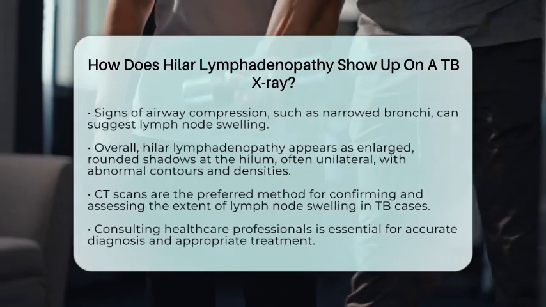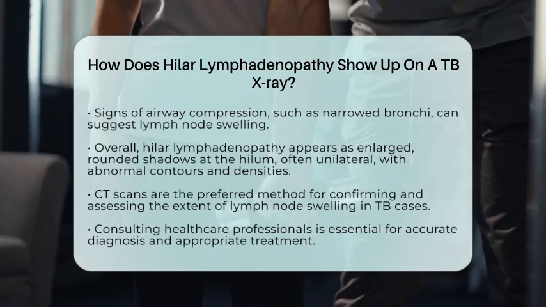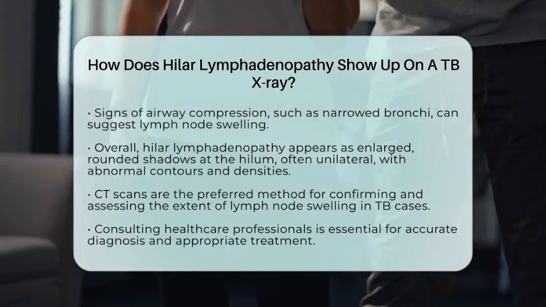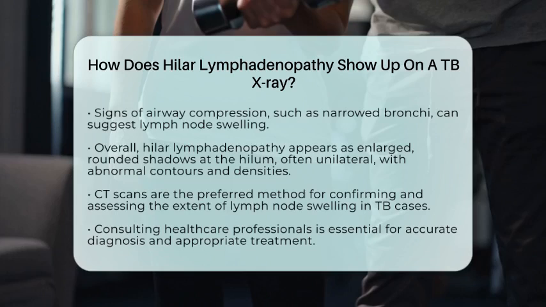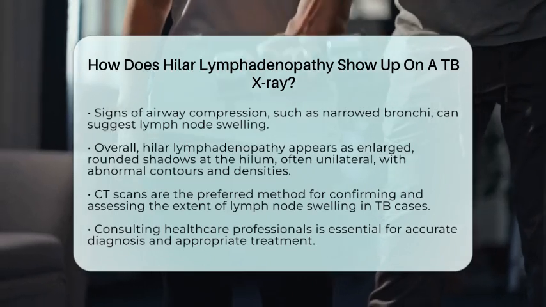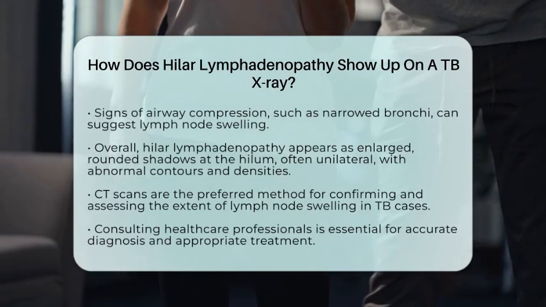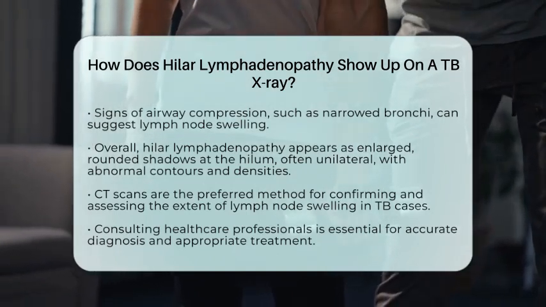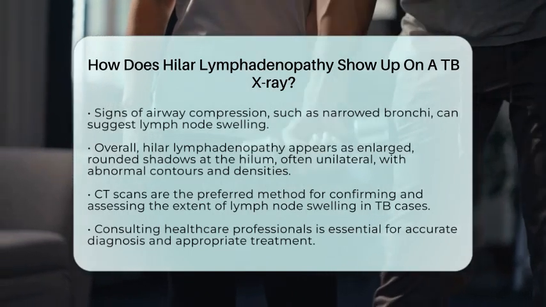In summary, hilar lymphadenopathy in tuberculosis shows up on X-rays as unilateral or bilateral, enlarged, rounded, or lobulated shadows at the hilum, often with abnormal contours and densities. While chest X-rays are useful initial tools, CT scans provide a more detailed view, helping doctors confirm the presence and extent of lymph node swelling.